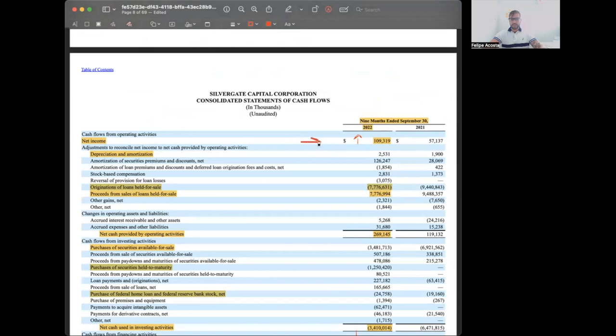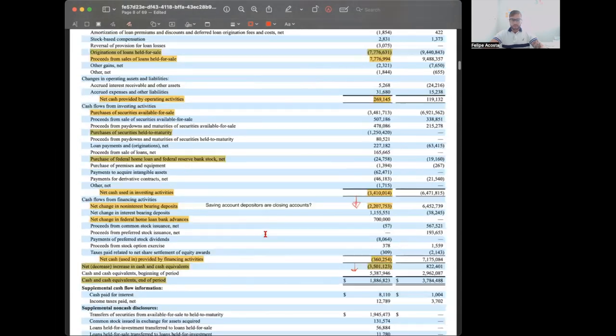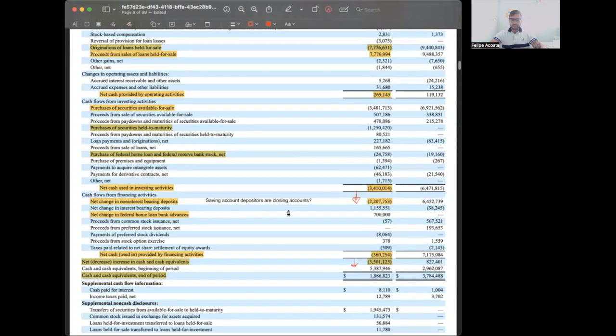And here's the interesting thing. Net income is positive, yet they're taking major losses from their investments. And I'll go into why that is happening, and it's very interesting what I found. So nothing really fancy here.